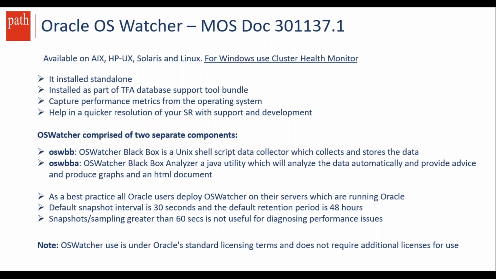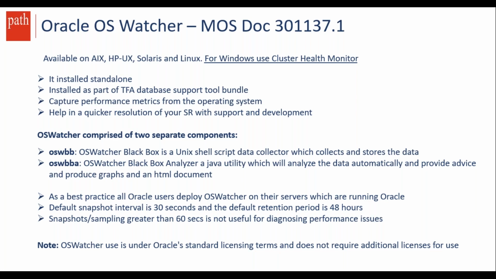As a best practice, all customers should install and run OS Watcher on every node or server that has a running Oracle instance. In case of a performance issue, Oracle support can use this data to help diagnose the performance problems which may be outside the database. So OS Watcher is supported on AIX, Solaris, HPUX, and Linux platforms.